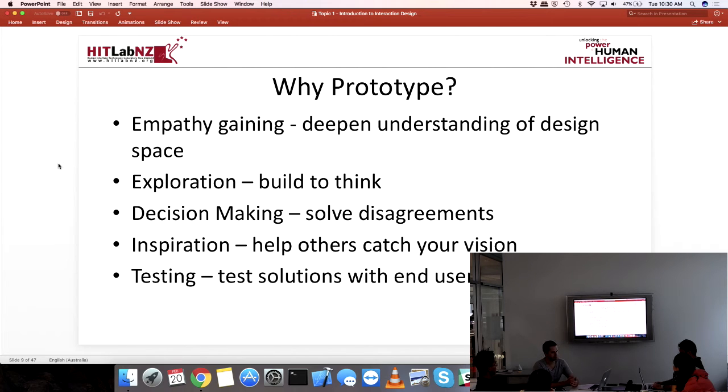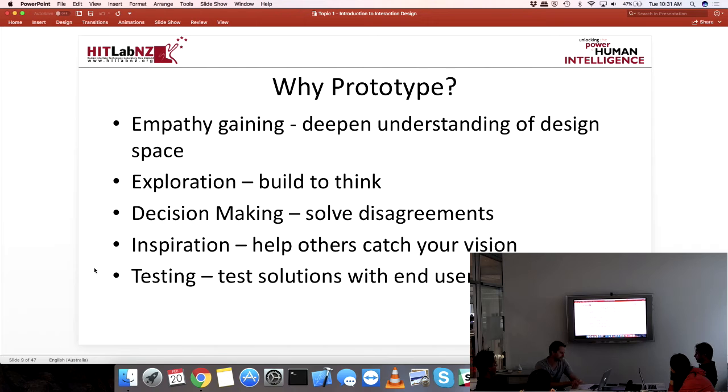We prototype to explore, because sometimes you think something is a really great idea, and when you actually go to build it, you find out it doesn't work for various reasons you hadn't even considered. We also prototype to help us make decisions. If we're working in a group and I have a great idea and someone else has a great idea and we're arguing over it, sometimes the easiest way to resolve that is to actually build the prototypes and compare, and hopefully at that point it becomes obvious that yours is better than mine, so let's go in your direction.